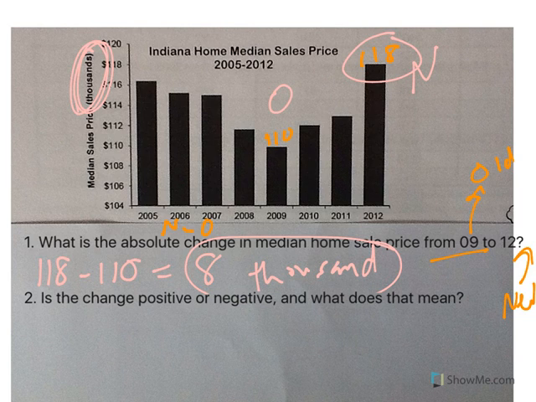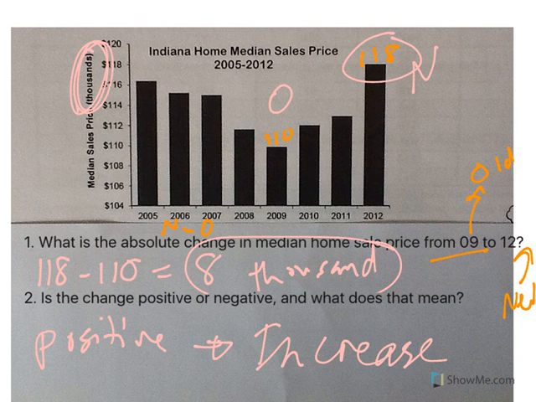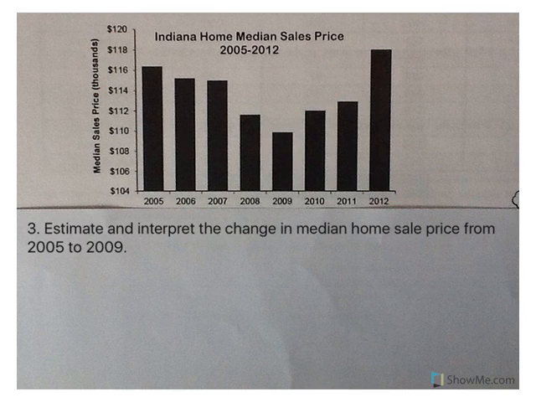Now, is that change positive or negative, and what does it mean? Well, that change is positive, and a positive change means an increase in value. And I think that's easy to see. If I showed you this bar to this bar and said what happened from here to here, you would tell me prices went up. You can see that because in 2012 the bar is bigger, right? So a positive change is an increase.